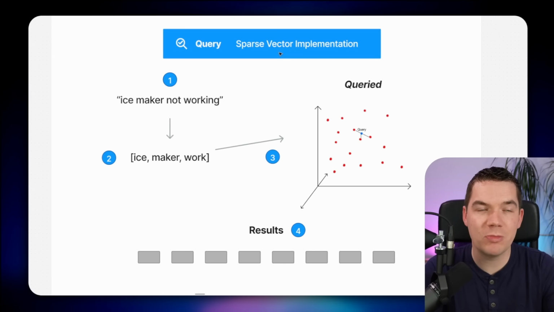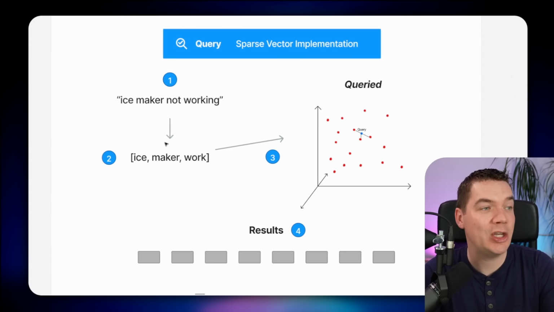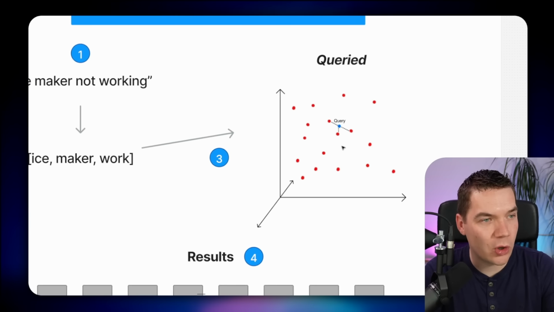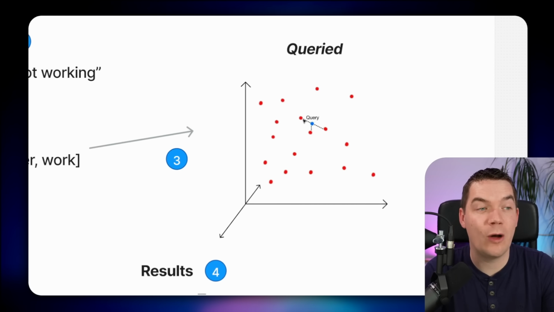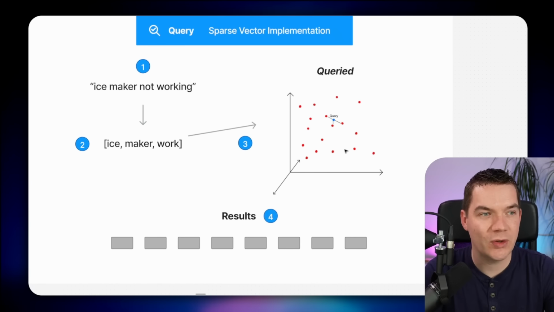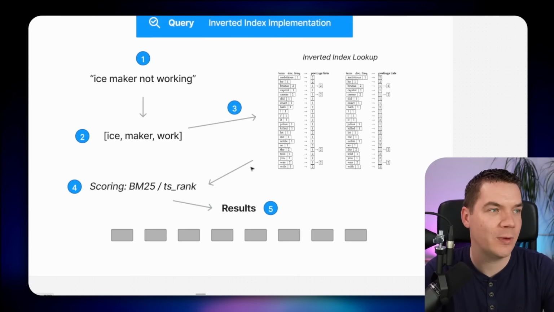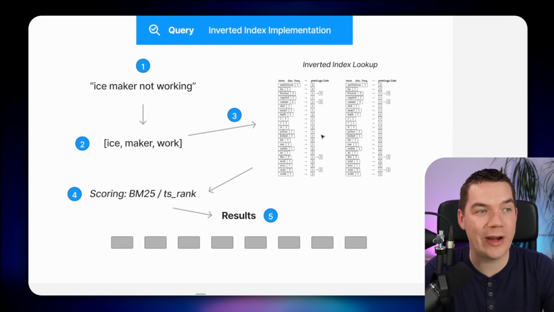And for a sparse vector implementation, it's the same idea. You have your query, it's tokenized, and then using the likes of dot product or cosine similarity, it figures out what are the closest vectors, and then the results are sent back. So the actual scoring within the sparse vector implementation happens before they're ingested into the vector store, because that's what determines the distance. Whereas in the inverted index, the scoring happens after the candidates are retrieved.